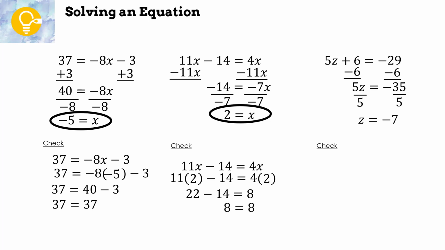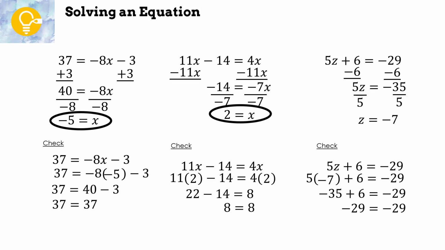That gives us z equals negative 7, we think. Let's check it just to make sure. I rewrite my original equation. I'm going to put negative 7 in for z. 5 times negative 7 is negative 35. Negative 35 plus 6 is, yep, negative 29. So we did that one correctly too.